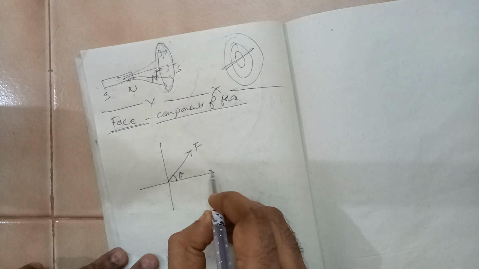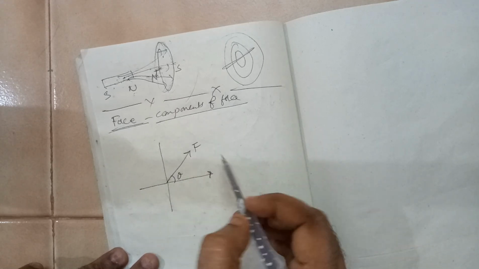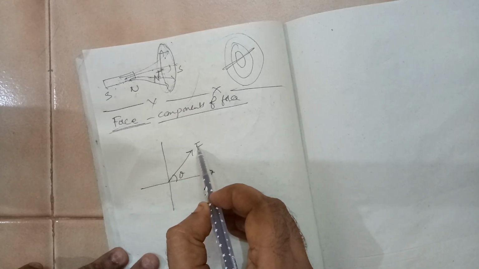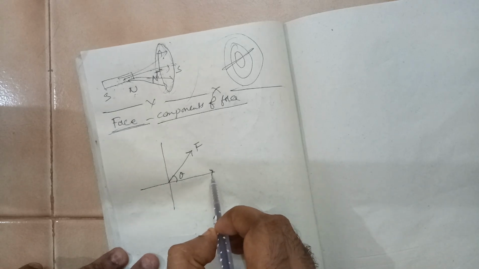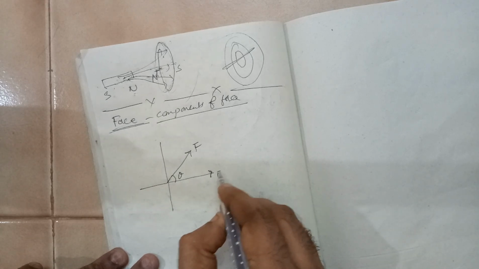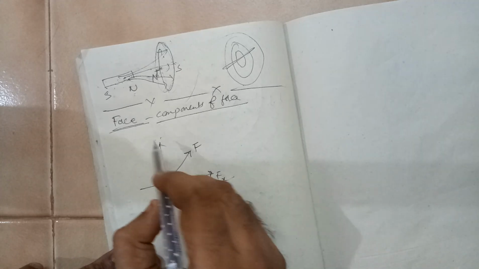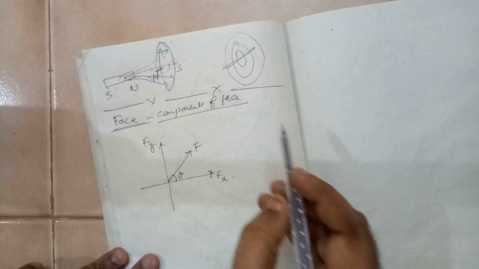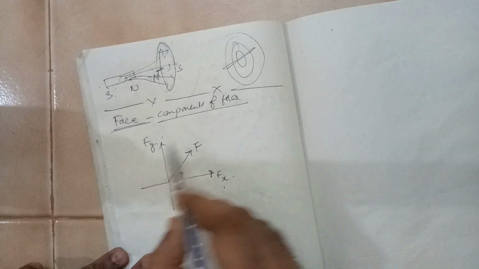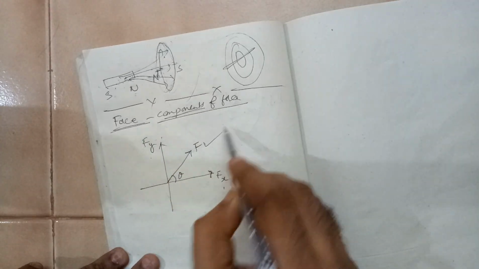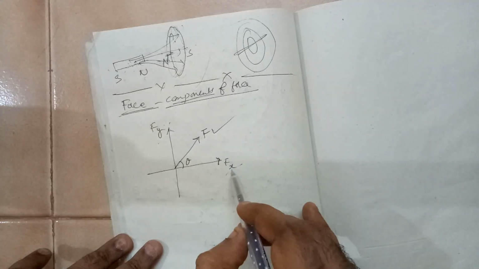Then we will find the component of force F in the horizontal direction. Let us call it Fx, and in the y direction let us call it Fy. Fx and Fy are called components of force F. You have to find the value of Fx.